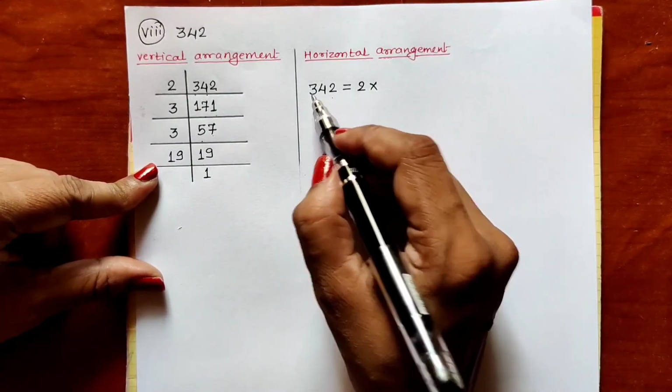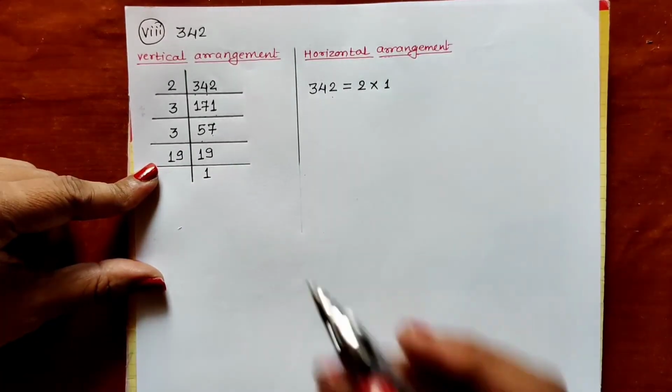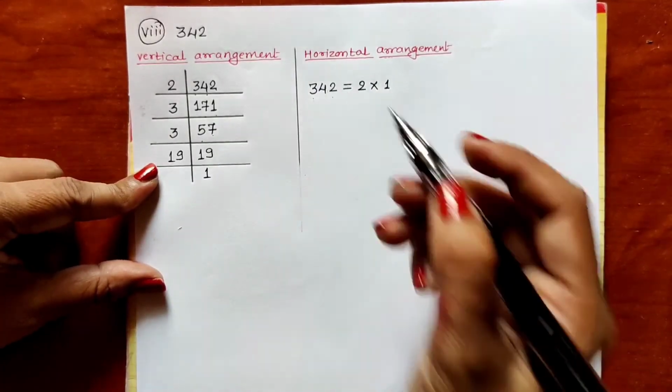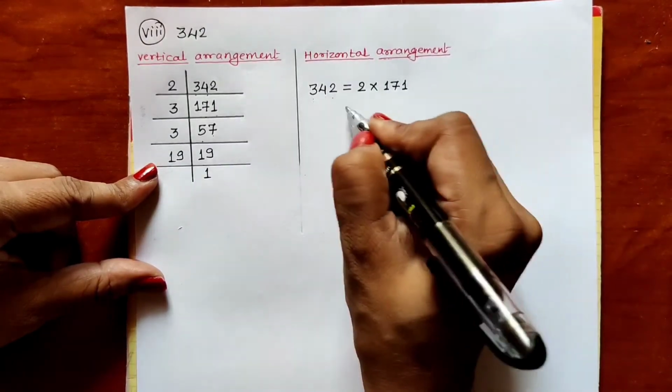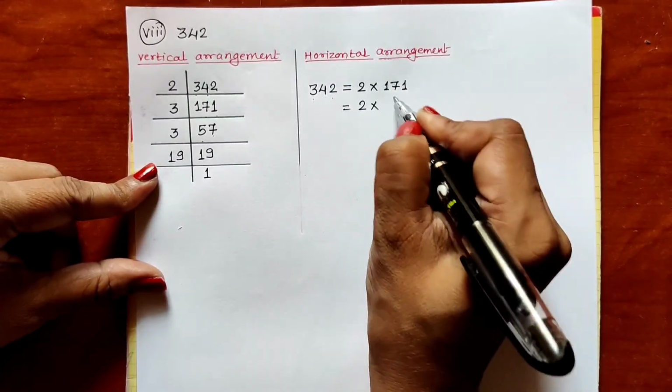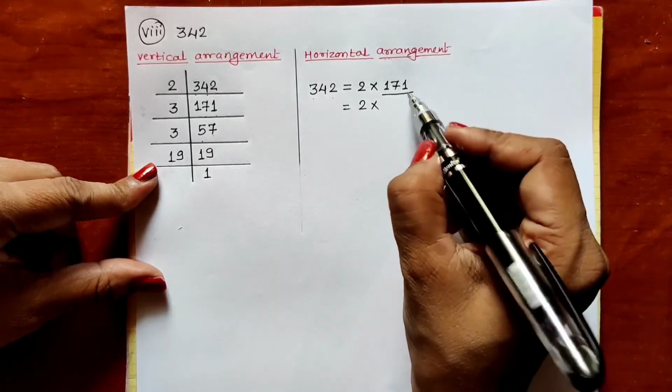342 divided by 2. 2 ones are 2. 3 minus 2, 1 remaining. This 4 means 14. 2 sevens are 14, and then 2 ones are 2. First 2 as it is we write, multiply by factors of 171.